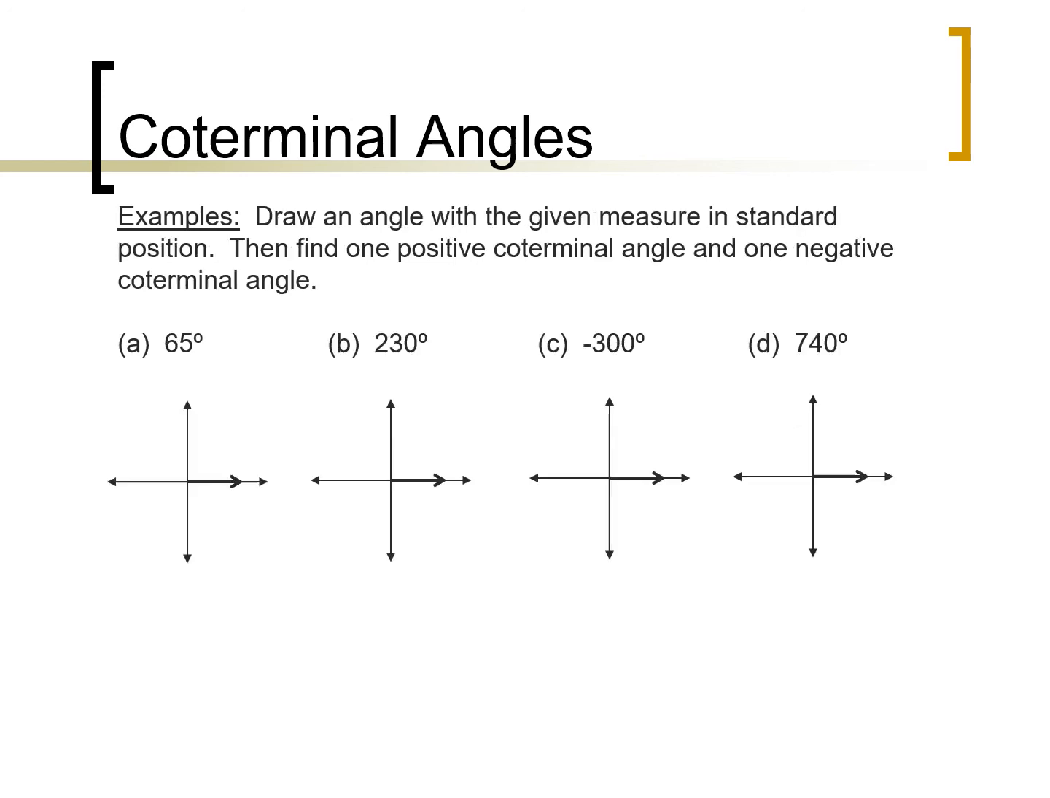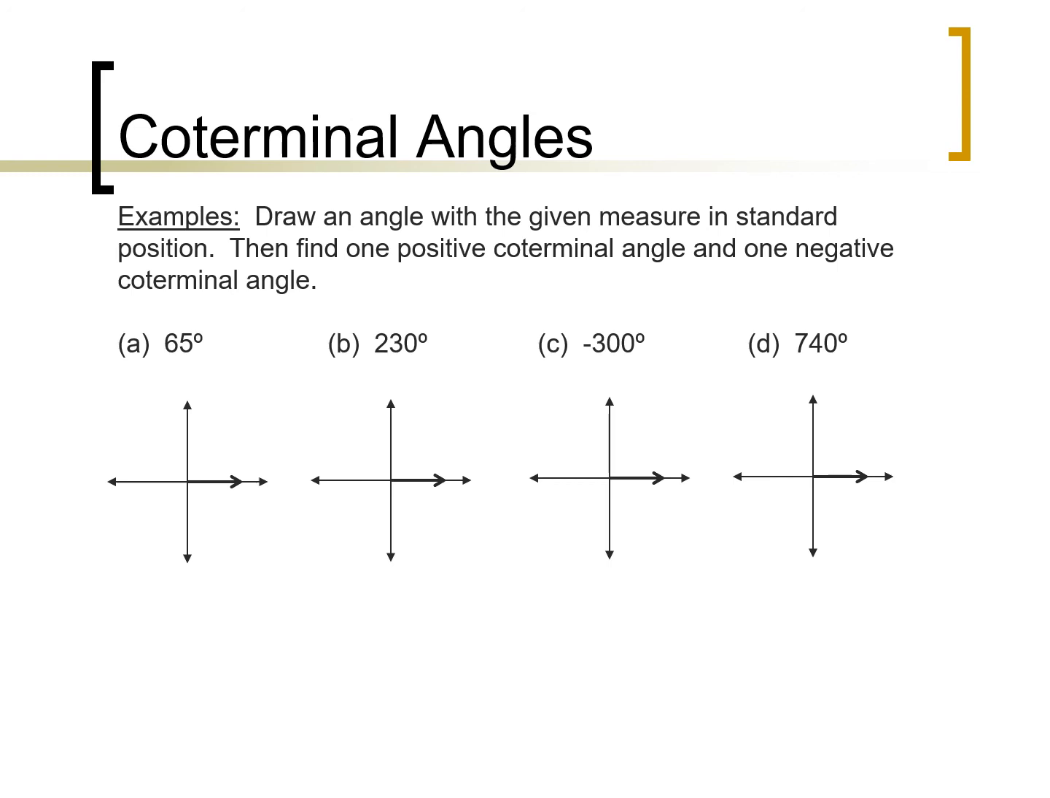Last thing we're going to look at, put some ideas together. I would like you to take a few moments, pause the video, and try to do those examples at the bottom of page 8. I want you to draw the initial angle, 65 degrees, 230 degrees, negative 300 degrees, and 740 degrees. And then when you're done, I want you to find two coterminal angles with each of these. So basically, we're just putting everything we've done today together in 4 examples. Draw the initial angle, and then use your calculations of adding 360 or subtracting 360, possibly more than once, to get your positive coterminal and negative coterminal angles. Pause the video and see what you can do.